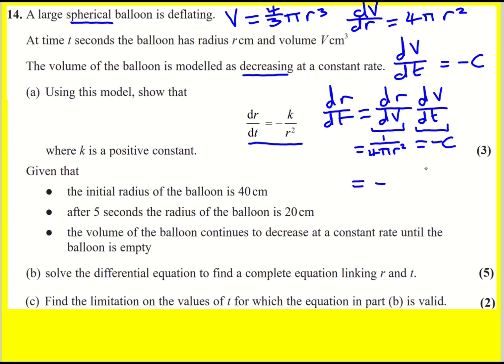which will give me minus c over 4 pi all over r squared, which is my minus k over r squared. I'm going to put in brackets that k is this c over 4 pi. You don't necessarily have to write this step down here. You can go to the minus k over r squared. I do think it's good to specify what k is in relation to our original constant, though. I would strongly advise that.